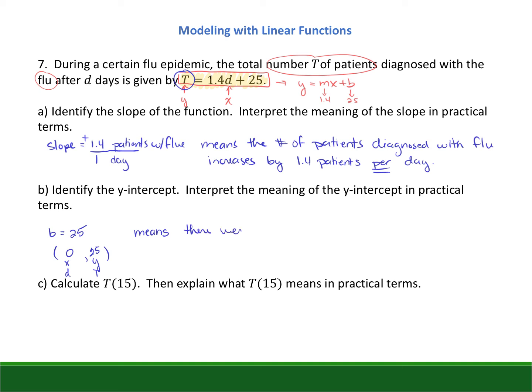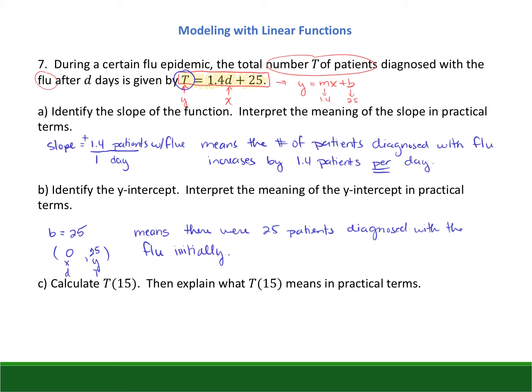there were 25 patients diagnosed with the flu initially. Right, or however you want to word it. You don't have to word it exactly like this. We can say initially there were 25 patients diagnosed with the flu. You can write it that way as well.